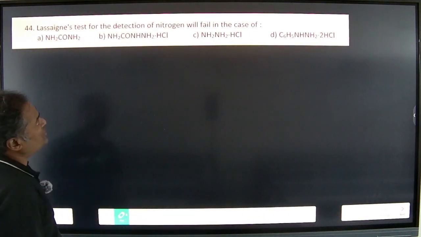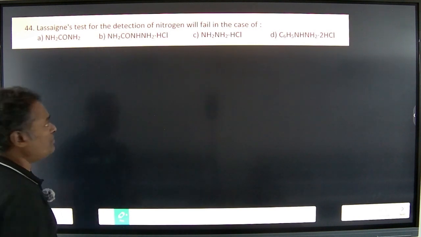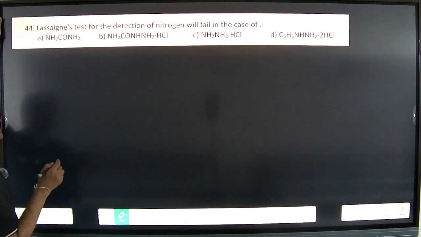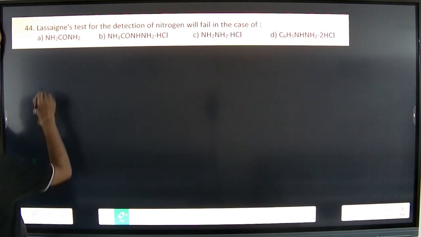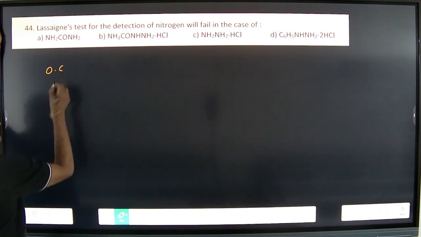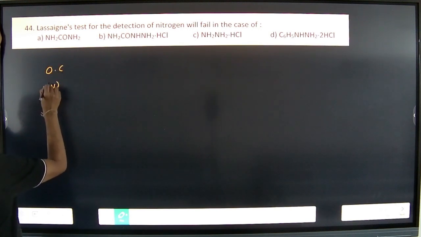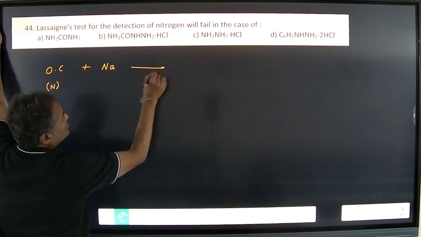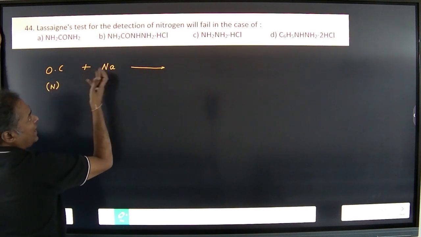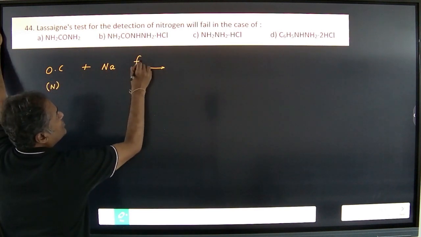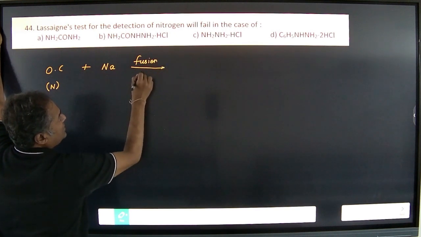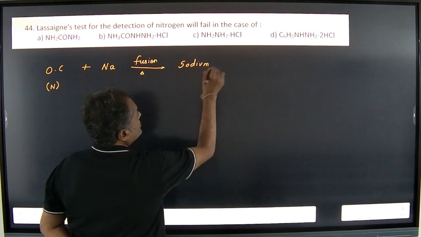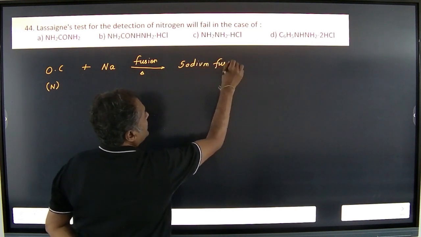Lassaigne's test for detection of nitrogen will fail in which of the cases? Now, before we start, we should make one thing clear. What is Lassaigne's test? Lassaigne's test is where your organic compound, let us say it contains nitrogen, is heated with sodium metal, or in other terms, the solid organic compound and solid sodium get fused on heating. After heating, it forms a sodium fusion extract.